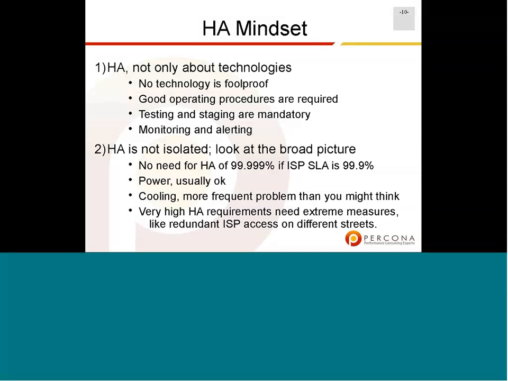Also, HA is not an isolated thing. You need a broad view of your infrastructure. Let's say you have a web service and somebody is telling you we need 5.9 availability for the web service, but then you look at the ISP contract and the availability is 3.9. It's totally useless to go higher than the ISP availability.